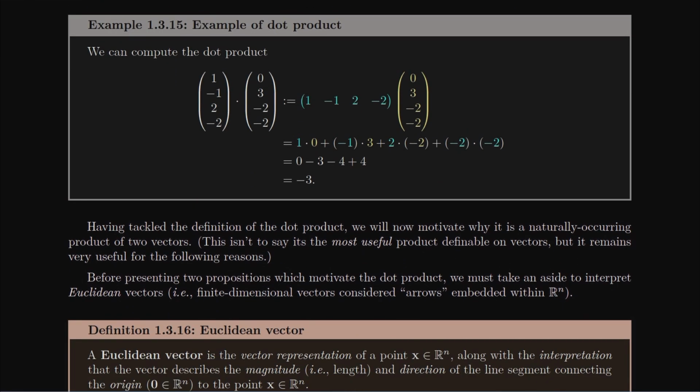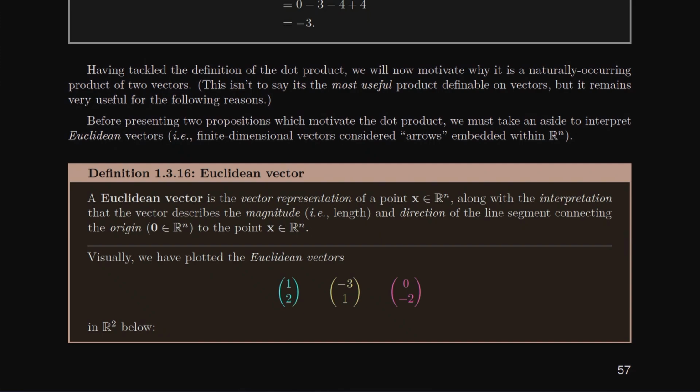Let's go ahead and compute an example of it. These are pretty easy to compute. So here we've got 1, -1, 2, -2, dot product against 0, 3, -2, -2. What I'm going to do is go straight across, straight across, straight across, and straight across. I'm looking at 1 times 0, which is 0. I'm looking at -1 times 3, which is -3. Looking at 2 times -2, which is -4, and -2 times -2, which is +4. I'm adding all those together. We end up with -3. It's really not too complicated there.